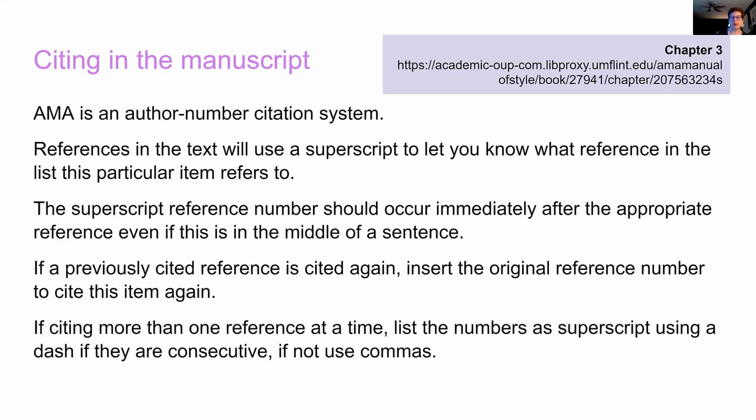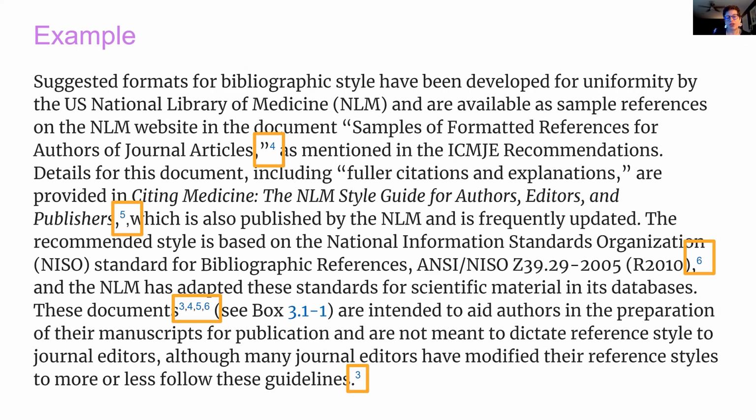And this hopefully will make a little bit more sense here. This is just a little snippet that I took out of the AMA style guide, where you can see they've used AMA style. You can see here the citations just have a little superscript number at the end of each reference. So here we have 4, 5, and 6. And at the end of this concept here, they cited 3, 4, 5, and 6. They could have done 3 through 6 in this instance, but they did it with commas. Either one is acceptable. Usually I see something like 3, 4-6.